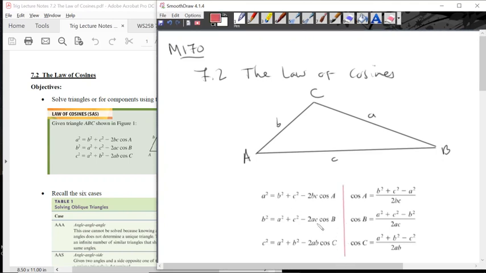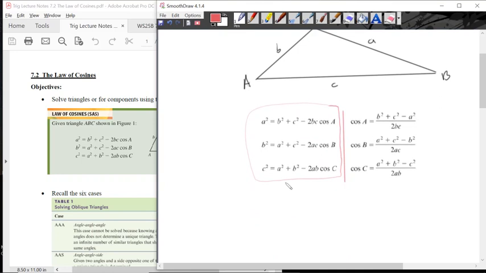Okay, so there's two sets of formulas here, but primarily I stick with these right here. These three formulas, for me, make up the law of cosines. The ones to the right of this line are simply manipulations of those formulas to isolate the cosine term. So I would stick with these three right here.